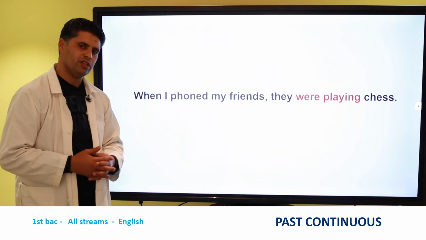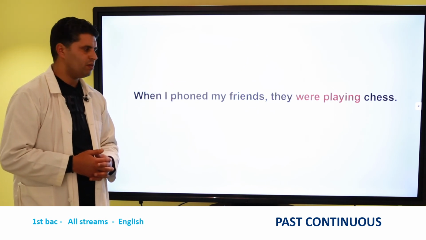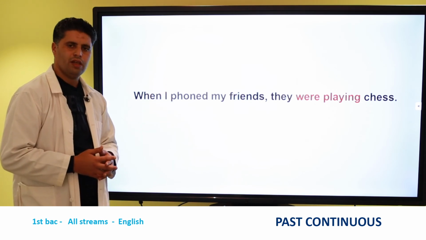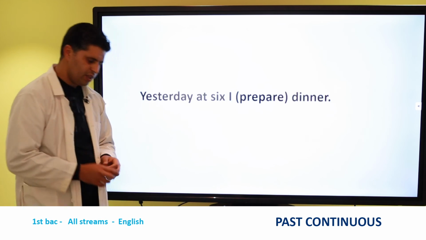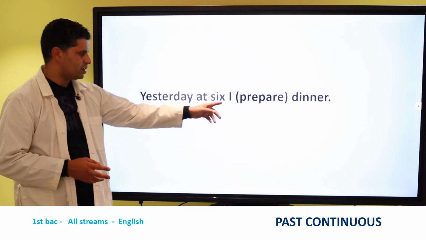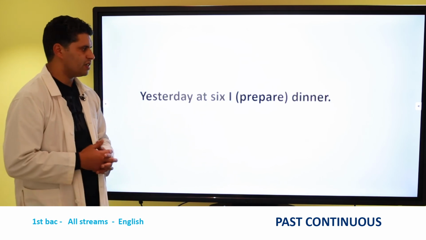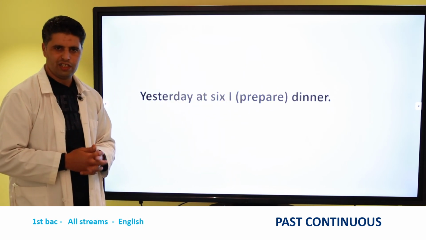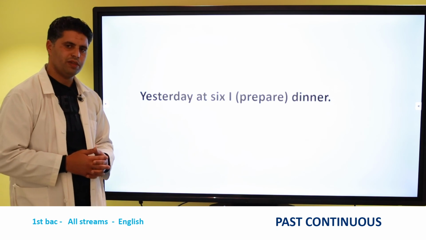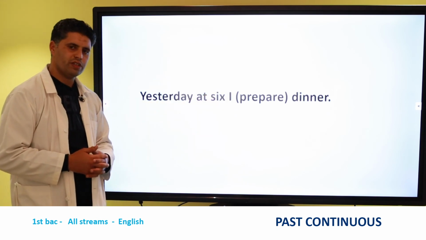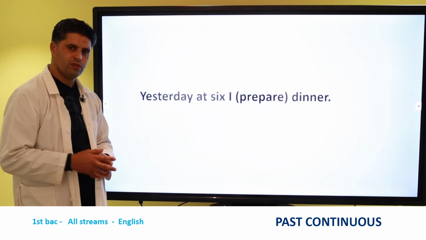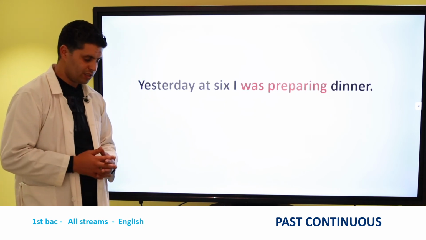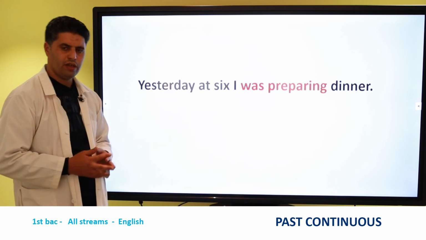So with the second action, which is, of course, a long action, we have used subject plus were plus the ing of the verb. Yesterday at 6, here as you can see, we have a very specific time in the past, but the action is not a short action, it is a long action in the past. That's why we have to use the past continuous. So the best answer is, yesterday at 6, I was preparing dinner.